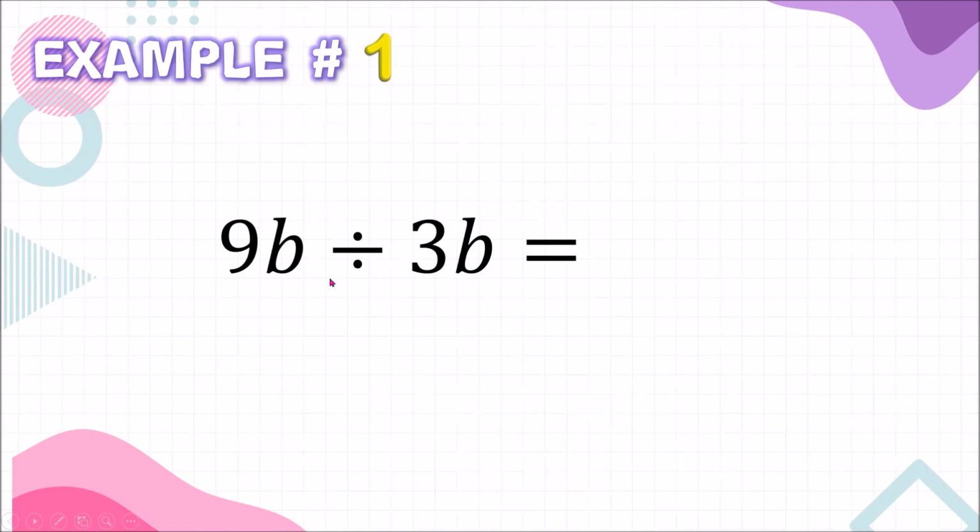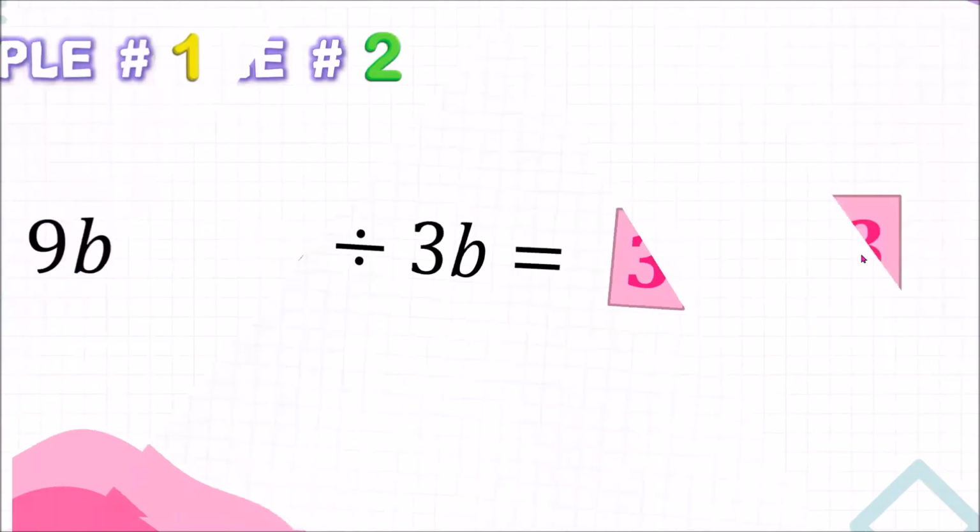So b raised to 0 is equal to 1. So 1 times 3, we have 3. So our answer is 3. So take note that if you want to check if your answer is correct, you can multiply 3b times 3. So the resulting answer here is 9b. So 3b times 3, 9b. So we go back to the original. Okay, next, example number 2.